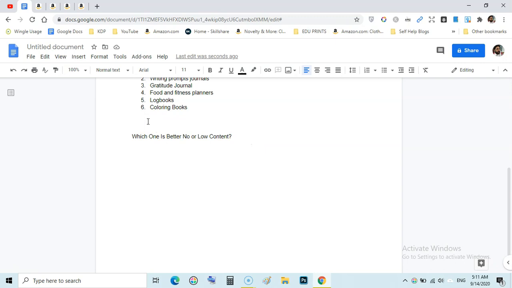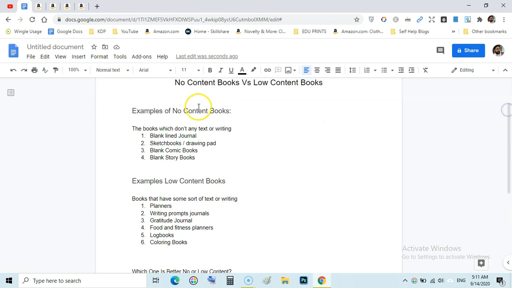If you are just starting, then you should create no content books. To learn the process, you should start with blank line journals and sketchbooks. Then you can publish comic books, blank story books, and then you can move on to creating some sort of logbooks, planners, writing journals, gratitude journals, food and fitness journals. When you have learned the process of creating titles, creating good covers, and writing better descriptions, then you should move on toward low content books, because these sell much more than no content books.